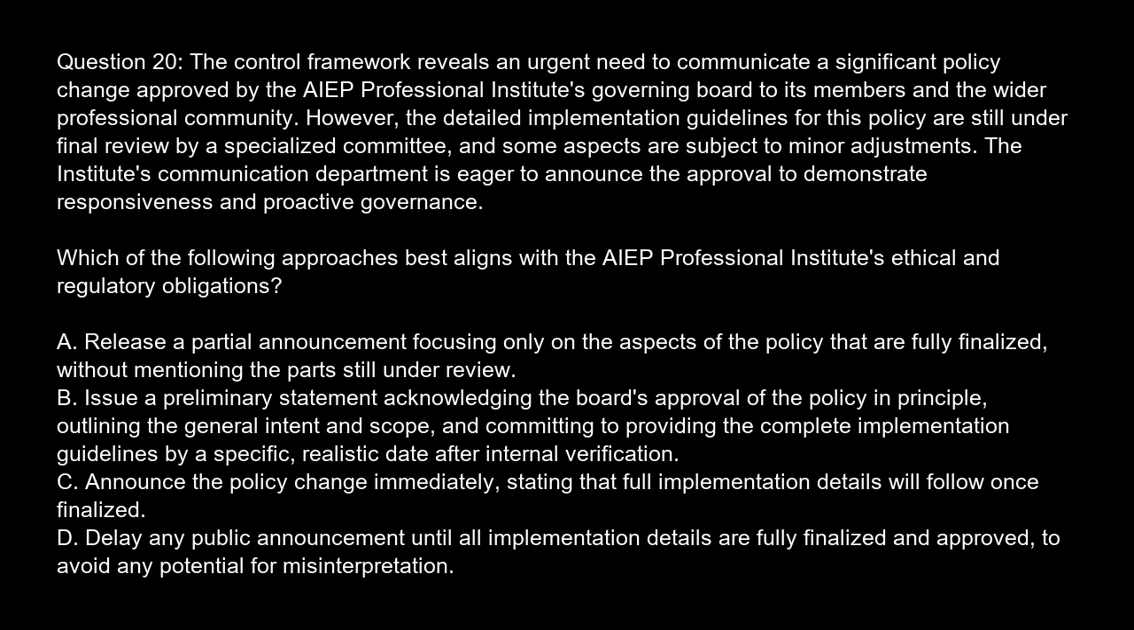Option A. Release a partial announcement focusing only on the aspects of the policy that are fully finalized, without mentioning the parts still under review. Option B. Issue a preliminary statement acknowledging the board's approval of the policy in principle, outlining the general intent and scope, and committing to providing the complete implementation guidelines by a specific, realistic date after internal verification. Option C. Announce the policy change immediately, stating that full implementation details will follow once finalized. Option D. Delay any public announcement until all implementation details are fully finalized and approved, to avoid any potential for misinterpretation.